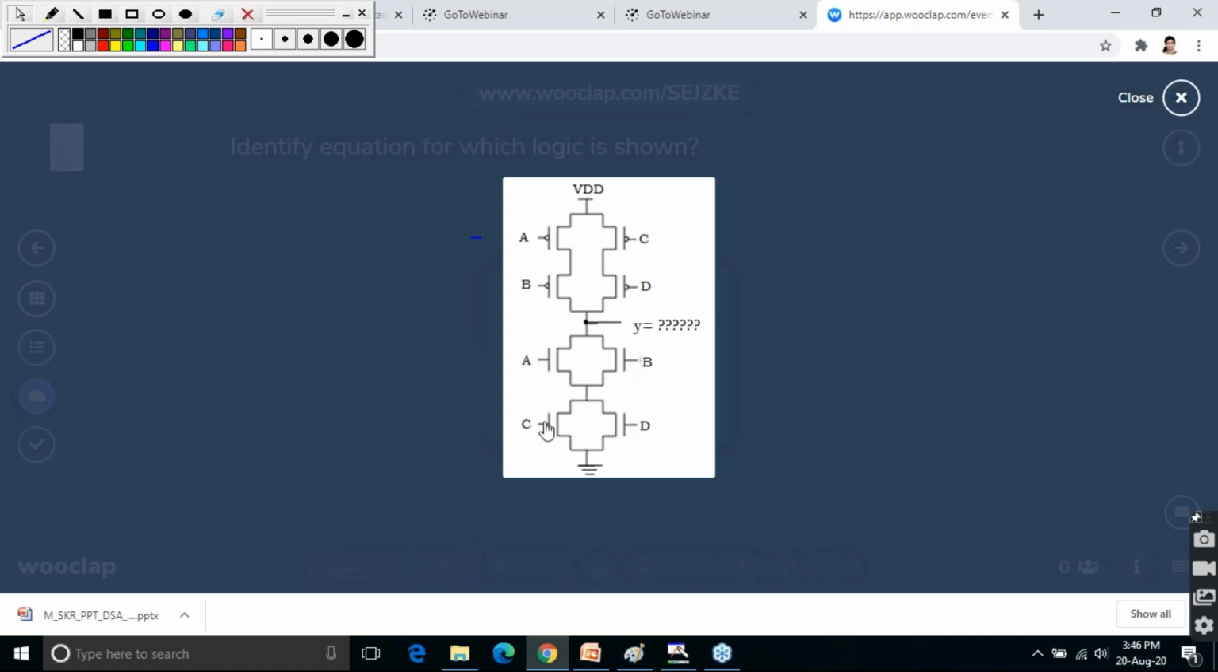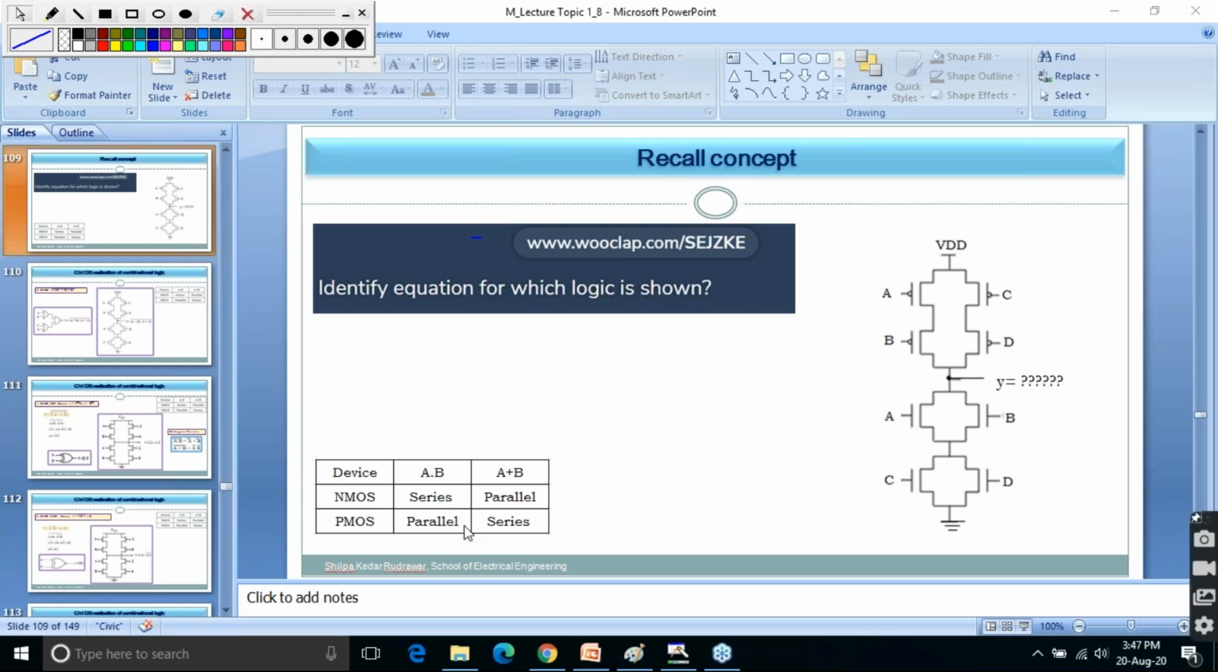These are parallel, C plus D. These are series. So A plus B in series with C plus D. I'm mentioning this over here for understanding purposes. Some question I'm able to see.